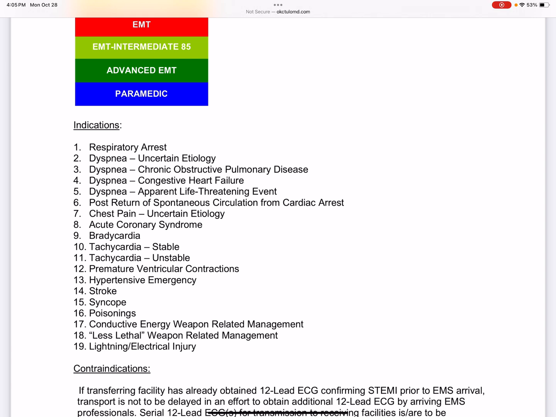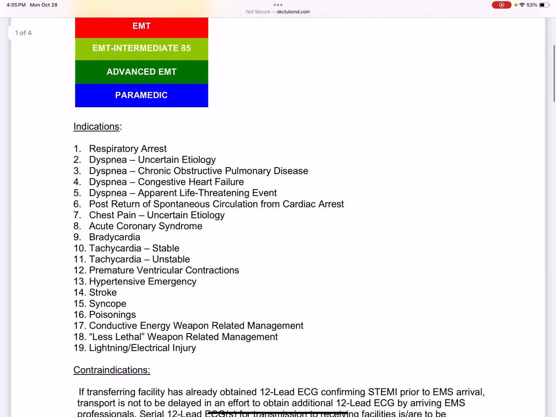strokes, syncope, poisonings. Pretty much anytime you're putting a 4-lead on, if you can get a 12-lead, it's going to benefit you in some sort of way. Even if they're not having heart problems, you can always throw a 12-lead on them just to make sure that you're not missing anything, just to cover all your bases.